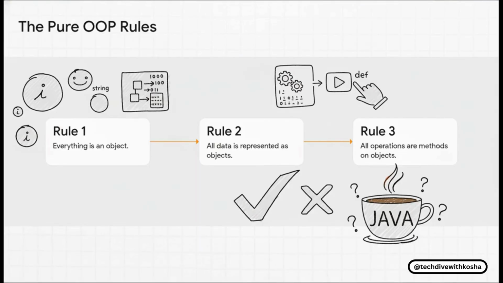We can pretty much boil this down to a simple 3-point checklist. Rule number 1, everything has to be an object. Rule 2, all your data is represented as objects. And rule 3, every single thing you do, every operation, happens by calling methods on those objects. If a language stumbles on even one of these, it's out. It fails the purity test.